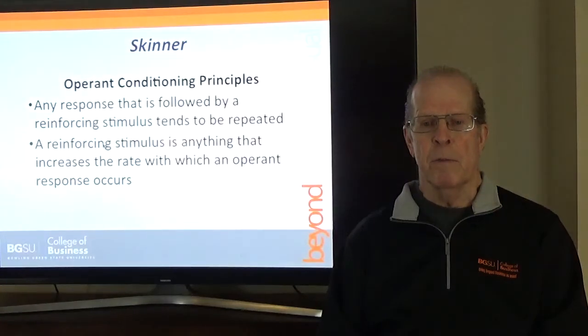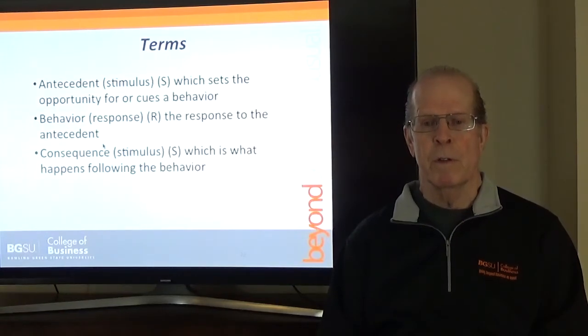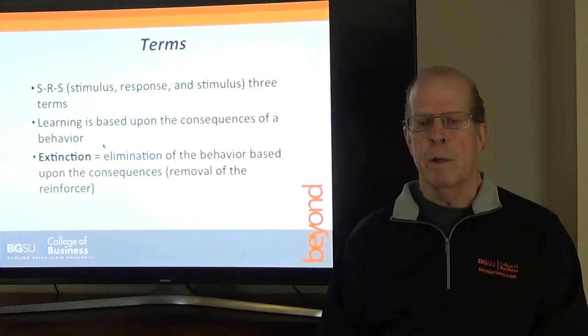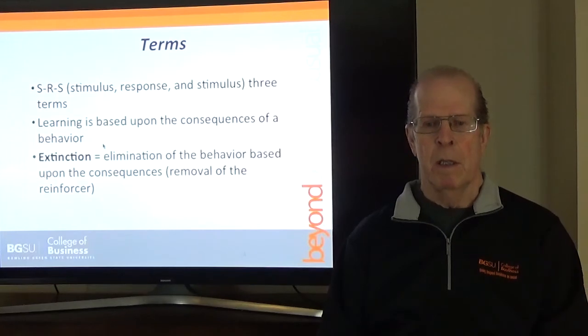Any response that is followed by a reinforcing stimulus tends to be repeated or strengthened, and a reinforcing stimulus is anything that increases the rate at which an operant response occurs. Here are the terms I talked about: antecedent, behavior, consequence. Notice this is three terms, so that's the three-term contingency. It's what happens after the behavior that makes the difference. And so learning is based upon the consequences. And once again, extinction is elimination of the behavior.